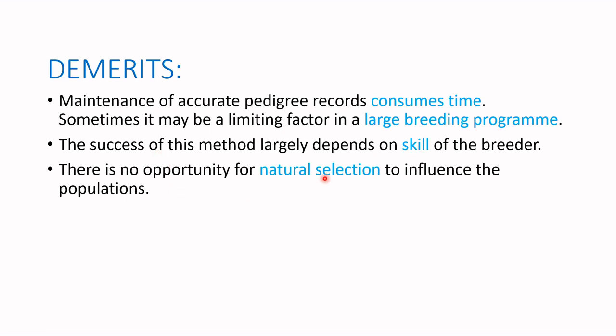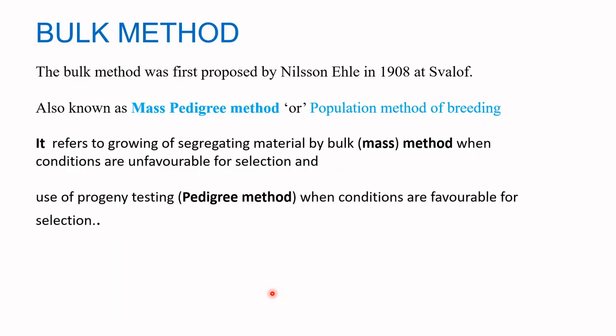And there is no opportunity for natural selection. We haven't bulked it. We haven't employed any natural selection here. All the selections are based on artificial selections. Either it is selection for yield or selection for quality traits such as disease and insect resistance. Okay, next method is bulk method.